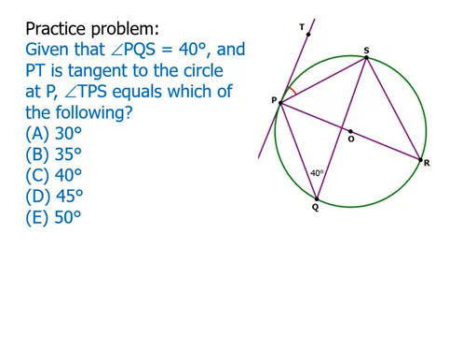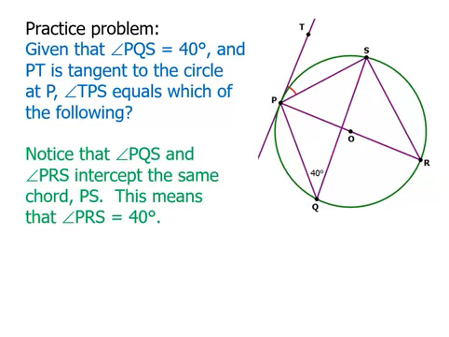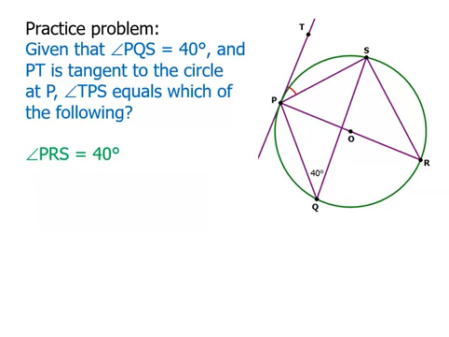So this is a complicated diagram, but it's actually not too hard of a problem. First of all, notice that angles PQS, this angle here, and this angle, PRS, they intersect the same chord, the chord PS. And if two angles intersect the same chord, they have to be equal. So that means that PRS is an angle of 40 degrees.